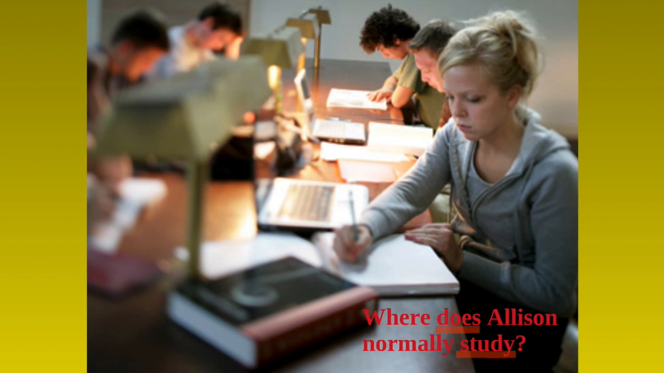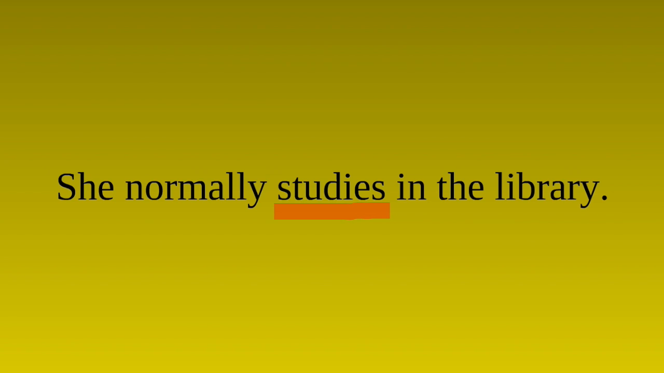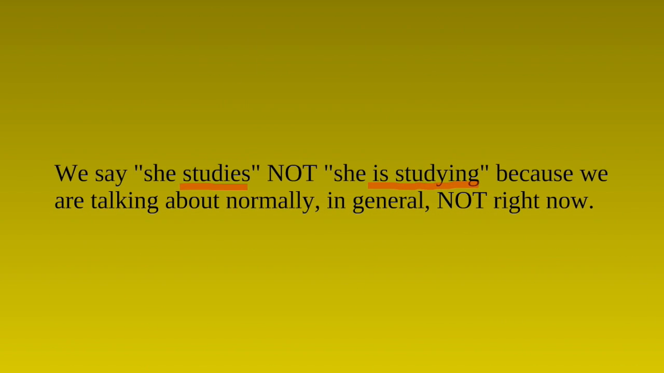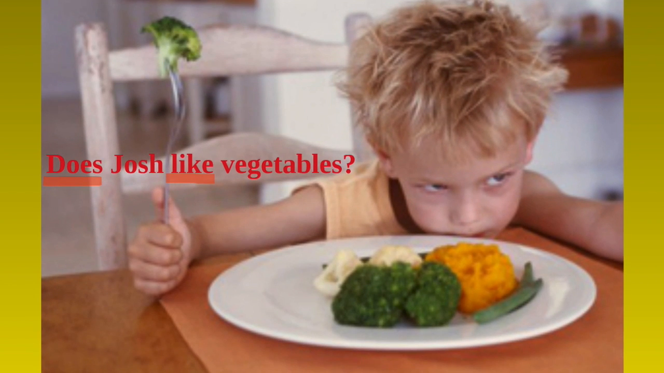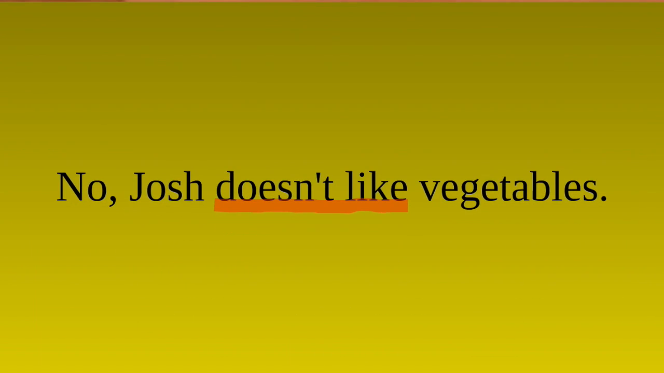Let's look at some examples. Where does Allison normally study? Does because Allison is she, study is the infinitive. She normally studies in the library. That's where she does it all the time. Studies takes IES because it needs the S at the end. We say she studies, not she is studying, because we're talking about normally, in general, not right now. Does Josh like vegetables? He doesn't look like it. No, Josh doesn't like vegetables. We use doesn't because Josh is he. Like is the infinitive.